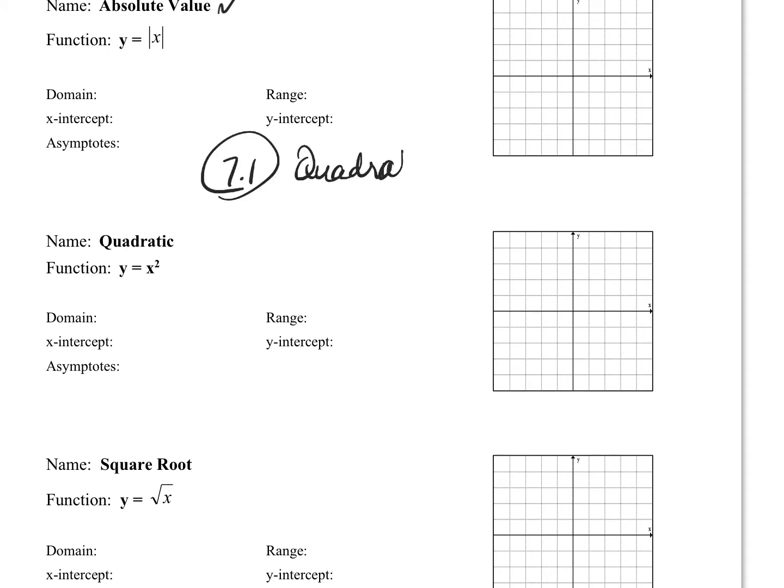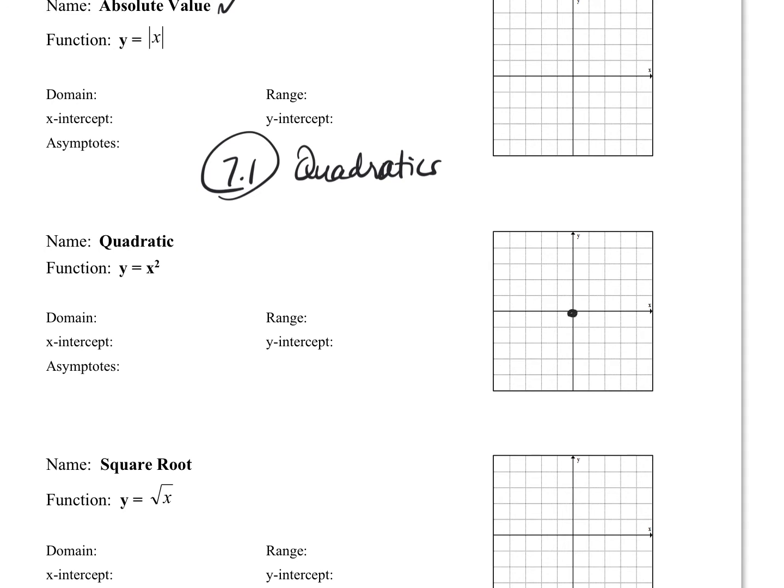Now, with quadratics, maybe you remember this from Algebra 1. It is the function y equals x squared. It makes a parabola shape. So when we plot our points, we're going to start with the origin at 0, 0.